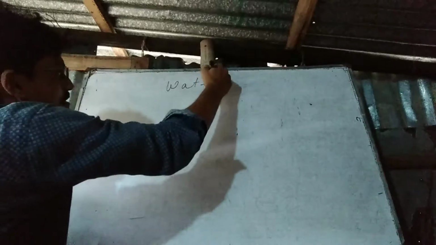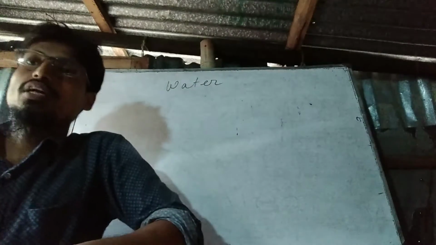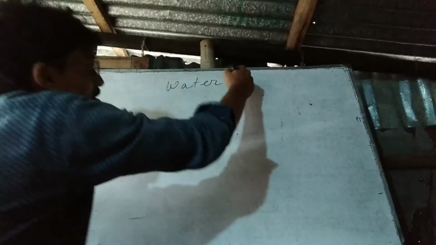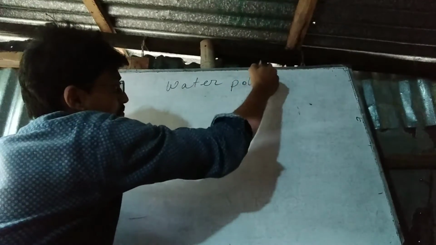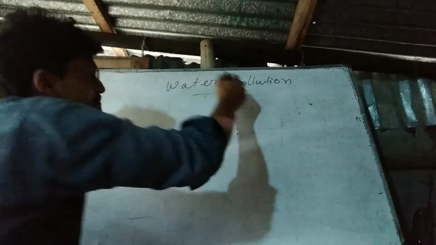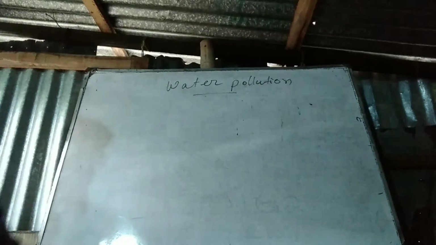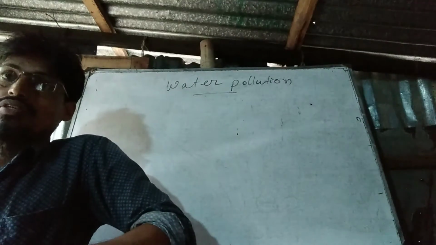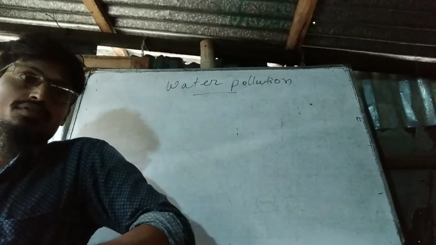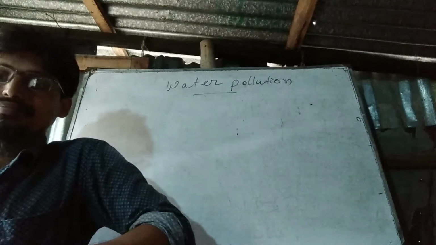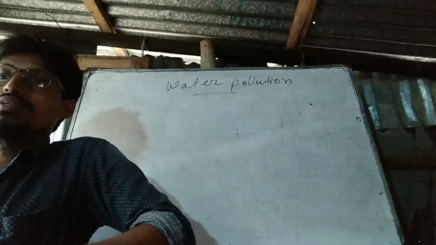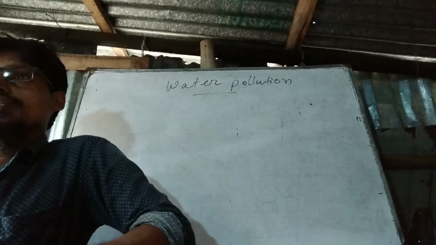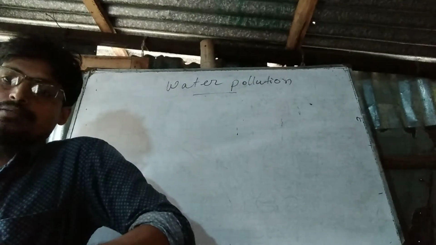So first we have to think, suppose, water pollution. This is a paragraph of our short syllabus for class 9. Water pollution. So this is a common paragraph. We have read it in our previous classes, class 8, class 7, and maybe in class 6. And maximum boys, if you open it, you can see that the paragraph is there.